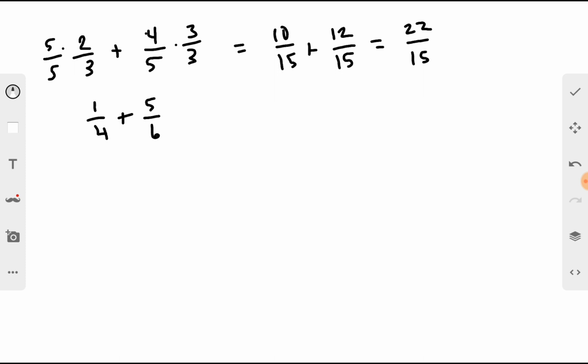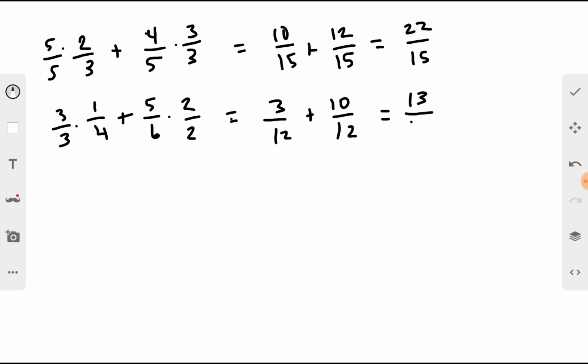All right, so we can get to a common denominator of 12. So that means we need to multiply the first one by 3 over 3. And we need to multiply the second one by 2 over 2. So the first one becomes 3 over 12. That's the same as 1/4. And the second one becomes 10 over 12. Okay, and now they're both over 12. They've got a common denominator, so we can do 13 over 12.